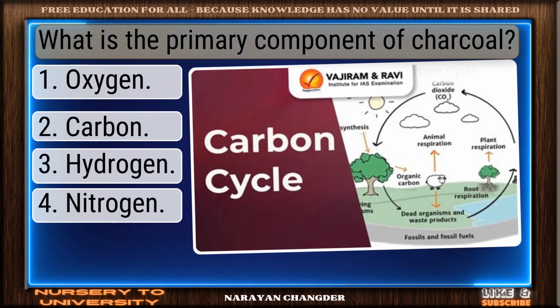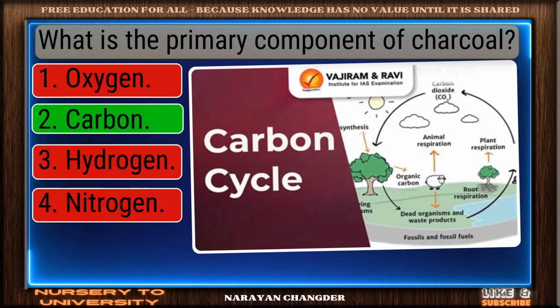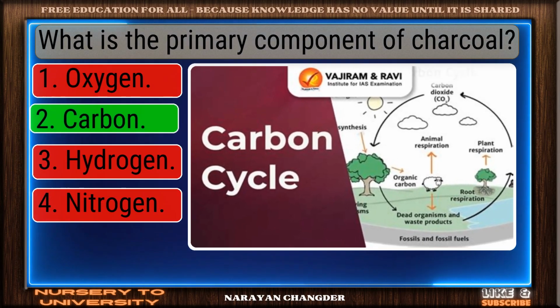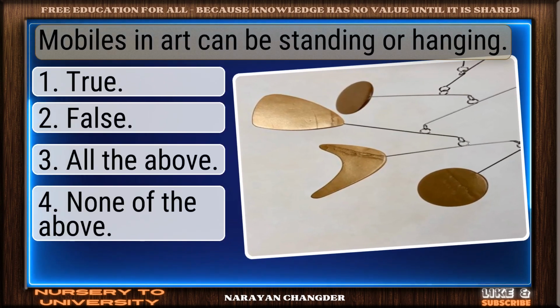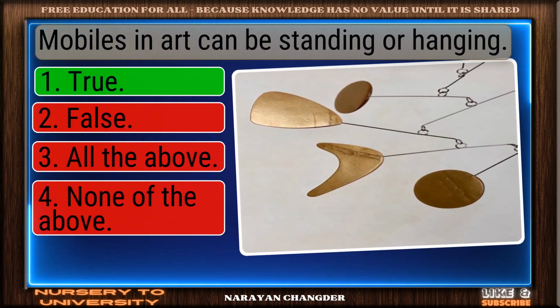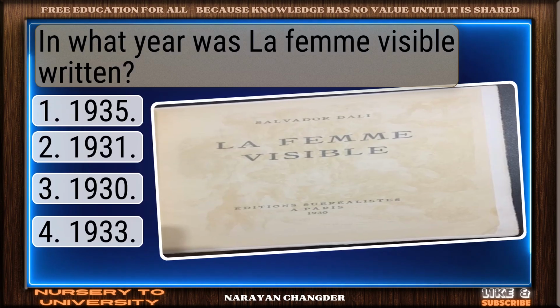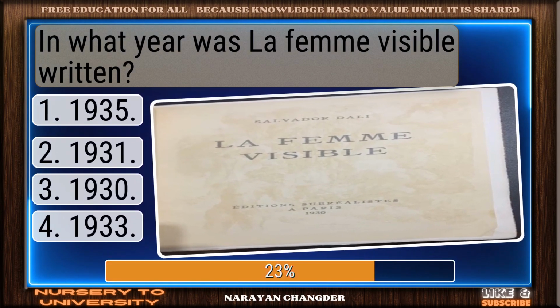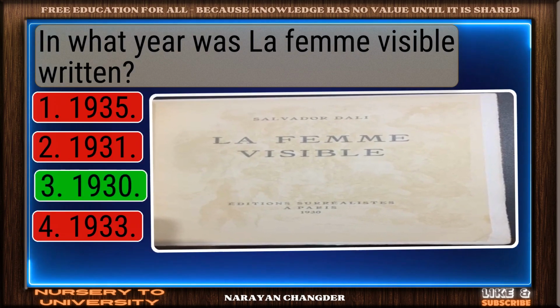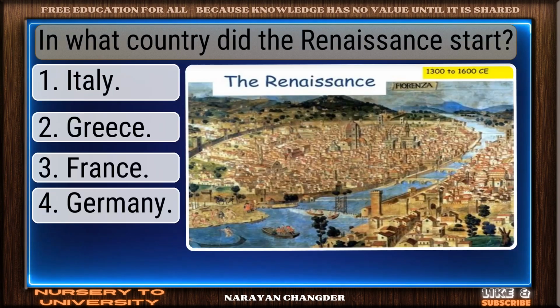What is the primary component of charcoal? Good thinking. Carbon is the right answer. Mobiles in art can be standing or hanging. Sharp thinking. True is the right choice. In what year was La Femme Visible written? You got it. Your choice, 1930, is right.